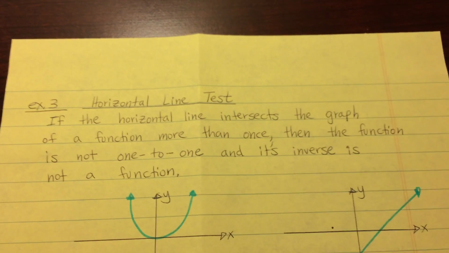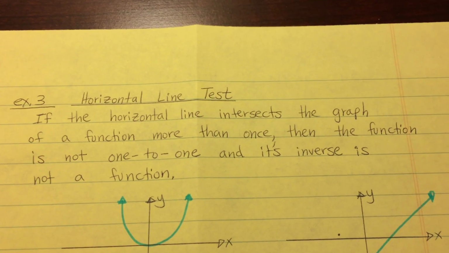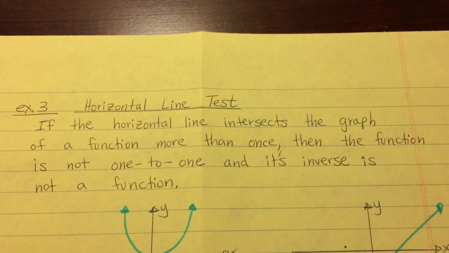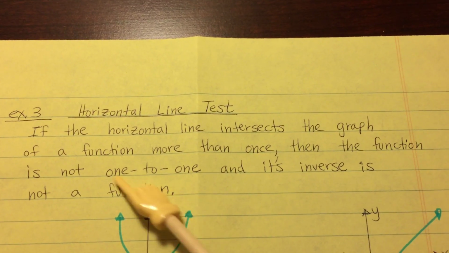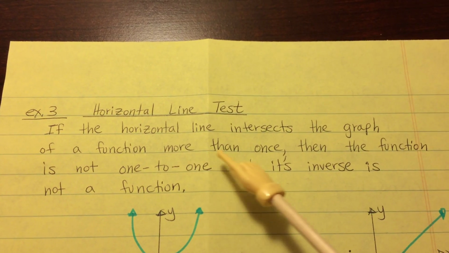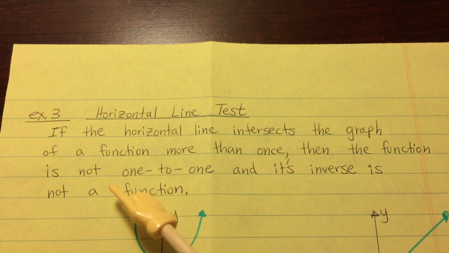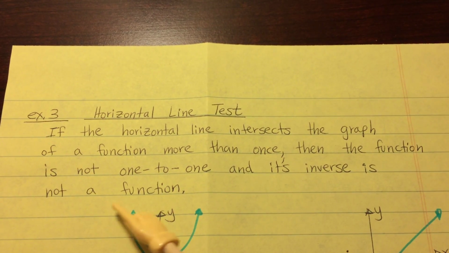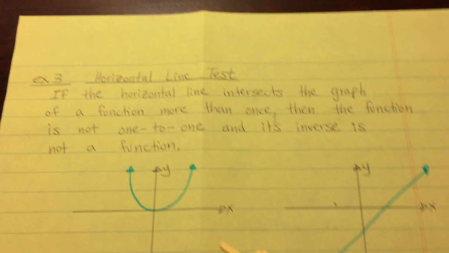So graphically is totally different. So graphically it looks something like this. And one of the things that we're going to do graphically to see if a graph is inverse is this definition right here. It's basically a book definition. It says if the horizontal line intersects the graph of a function more than once, then the function is not a one-to-one and its inverse is not a function. Okay? So what does that mean?